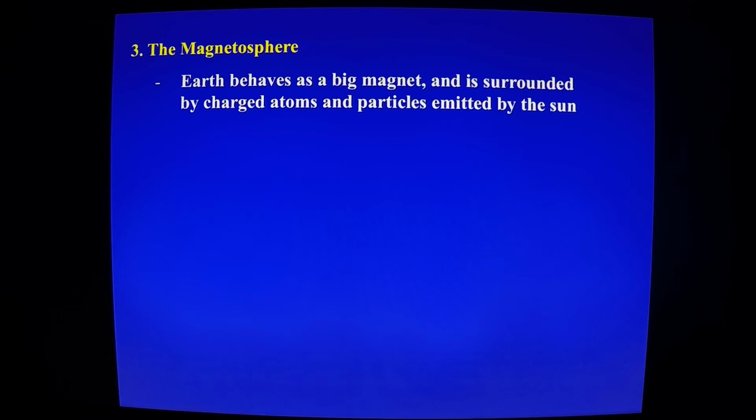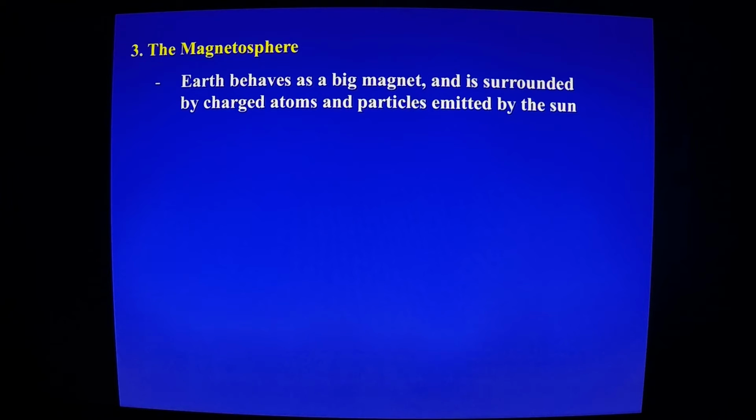Magnetosphere. Okay, this is kind of an interesting sphere that the Earth has. Some of you may have actually seen the magnetosphere before. If you've ever seen the Northern Lights, that is our magnetosphere actually going through some of its processes.